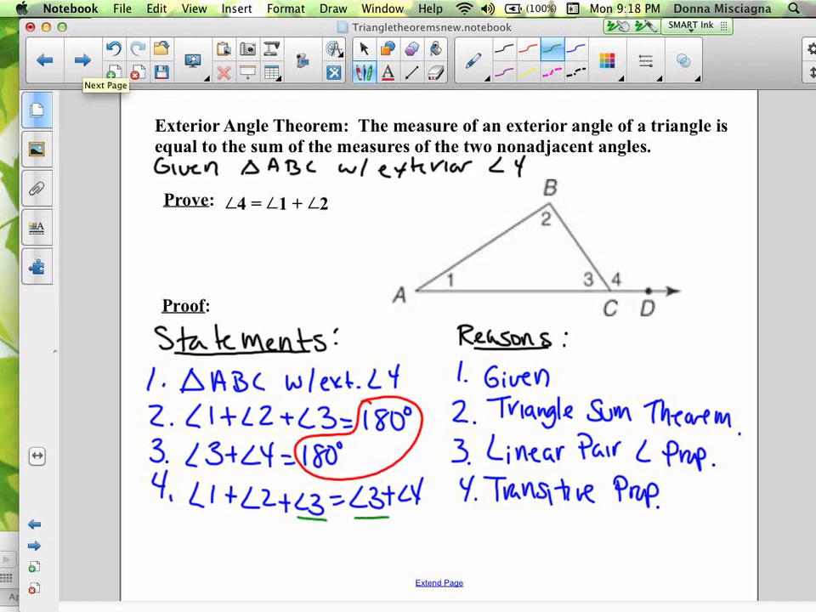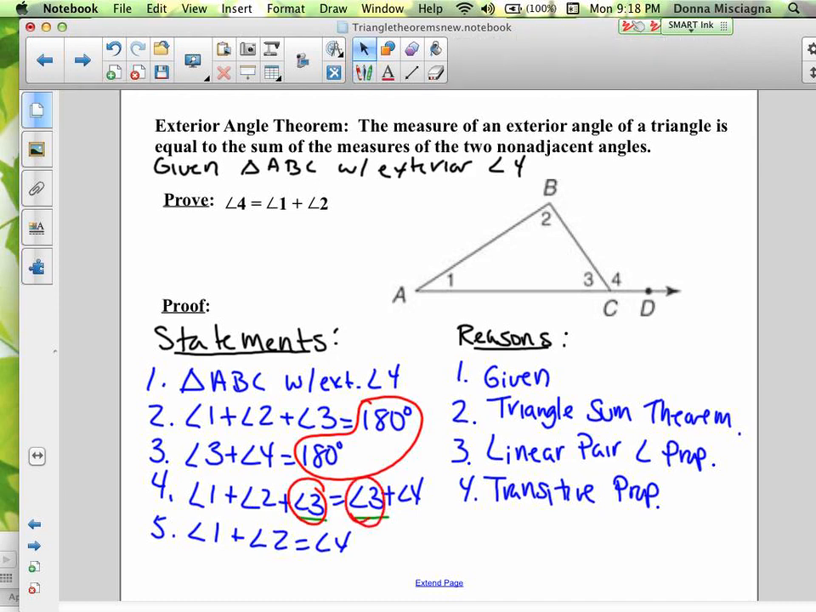I got two angle 3's in my equation here. I don't think I really need them. I think I'm just perfectly fine saying angle 1 plus angle 2 equals angle 4. Now, why can I go from angle 1 plus angle 2 plus angle 3 equals angle 3 plus angle 4? Well, if you have the same thing on both sides, you do this all the time when you solve an equation. You can just subtract out that amount from both sides. That's the subtraction property. All we did is subtract angle 3 from both sides.